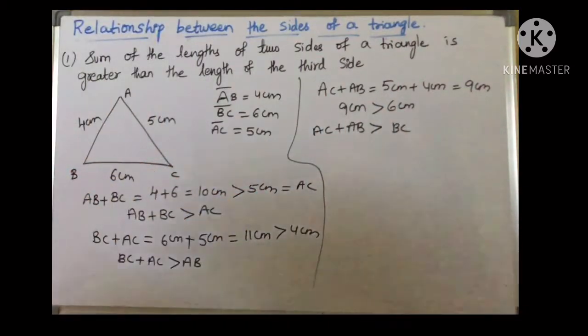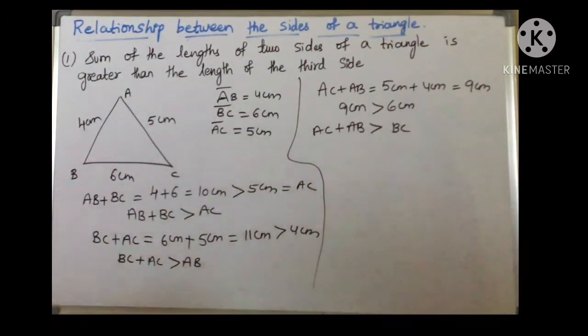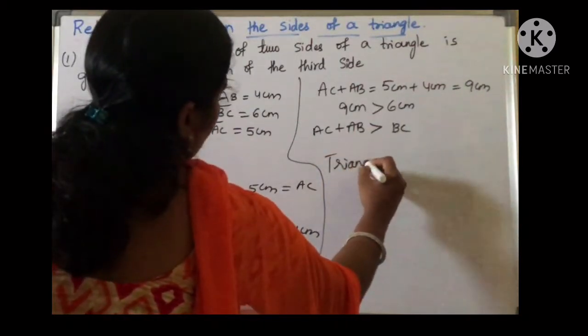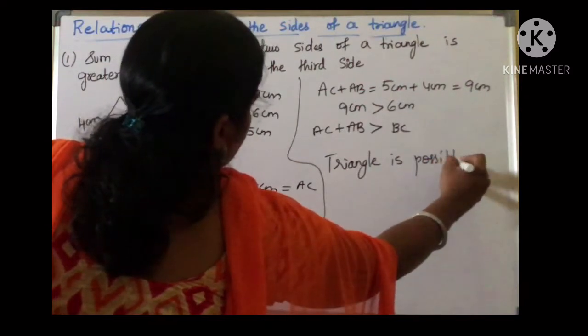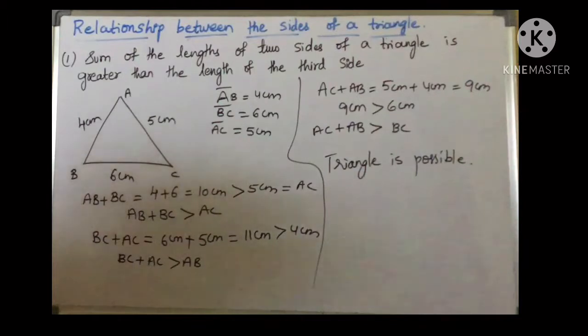So finally we got that the sum of any two sides of a triangle is greater than the third side. Here I can say a triangle is possible. If it is not greater than the third side, then we can say a triangle is not possible.